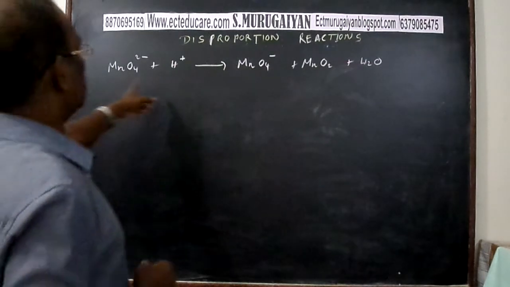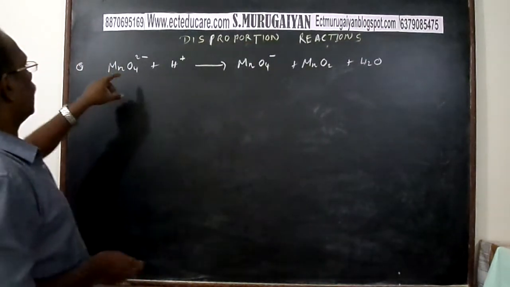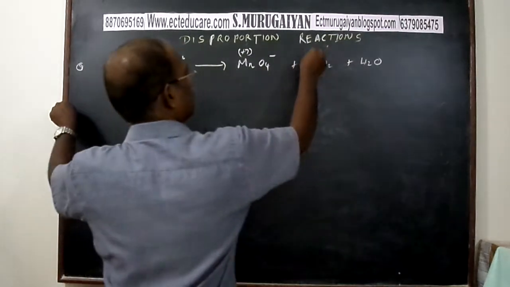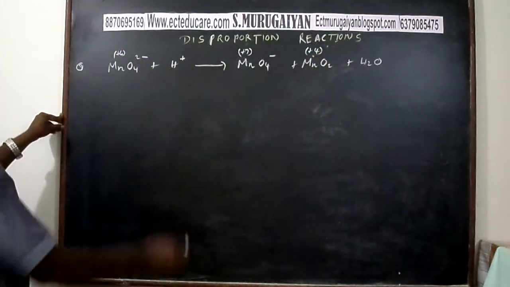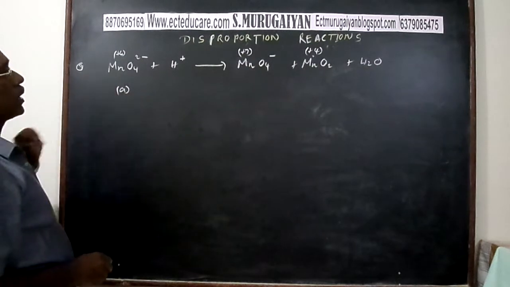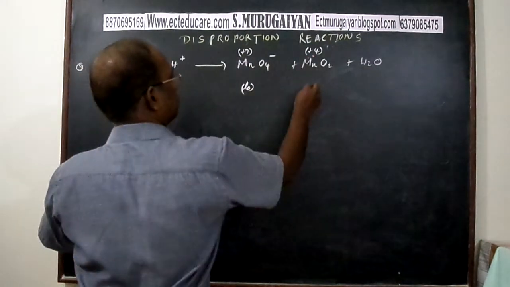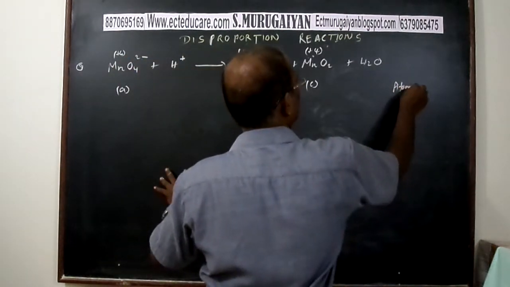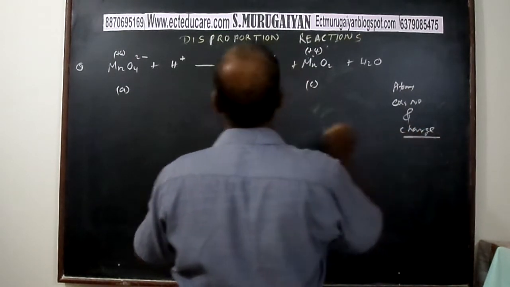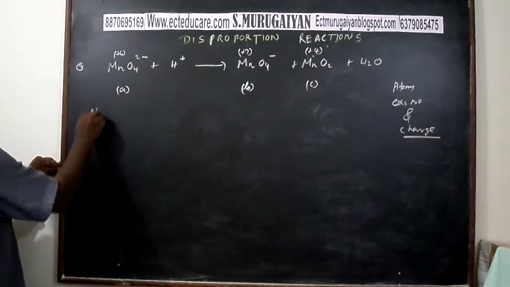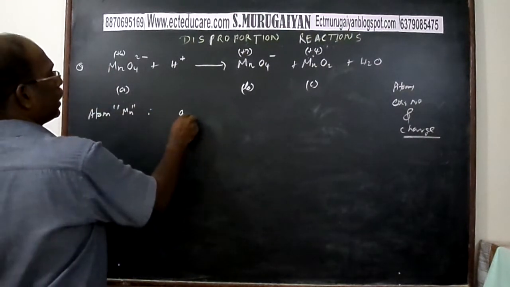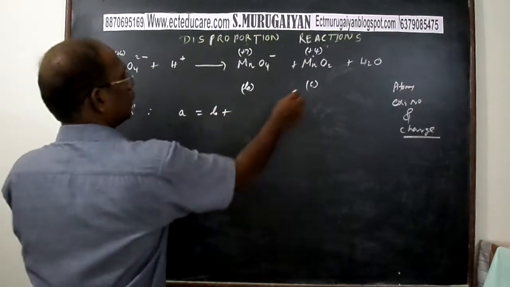So dear students, the third reaction is also a disproportion reaction. This oxidation number is plus 6, this is plus 7 permanganate, it's manganate, and plus 4. Okay, now we'll start. A is the arbitrary constant for the first Mn, the second Mn B, the third Mn C. Atoms and oxidation number and charge. Okay, listen. So based on atoms of Mn, A, B and C, equation 1.